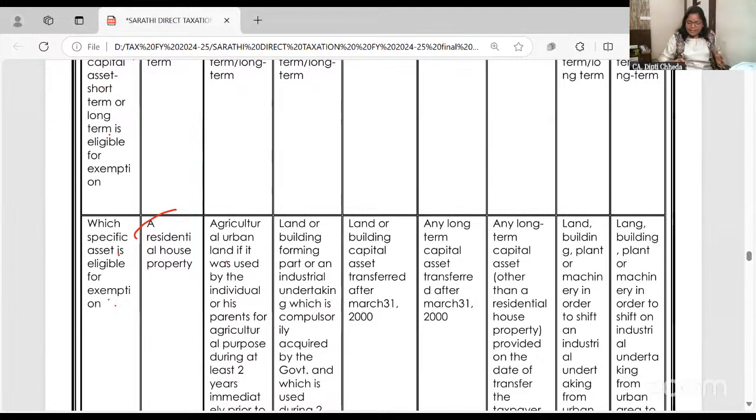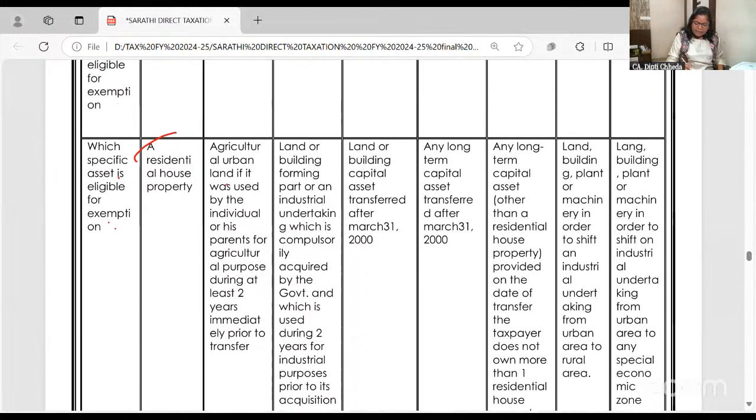So I want to repeat what you have to sell: agricultural urban land within the heart of the city. Rural agricultural land is anyways exempt. If you have done farming in your native village and you have agricultural land, and if you sell that land, there is no capital gain. If you want, write down: rural agricultural land is exempt from capital gain.